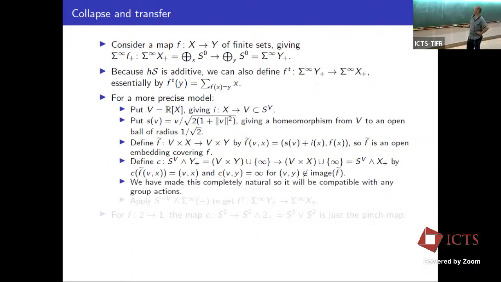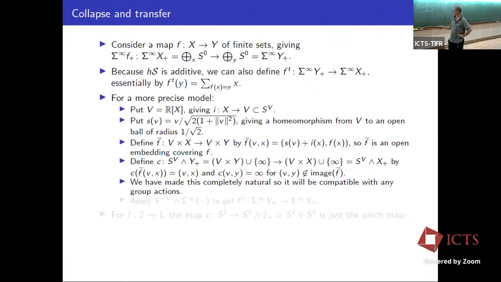The point about going through the details of this construction is that by working in the framework of orthogonal spectra, we managed to do this in a completely natural and canonical way. We didn't have to make any choices. Therefore, it's automatically compatible with any group actions that might be around. Okay, so we've got a map here from S^V smash Y₊ to S^V smash X₊.